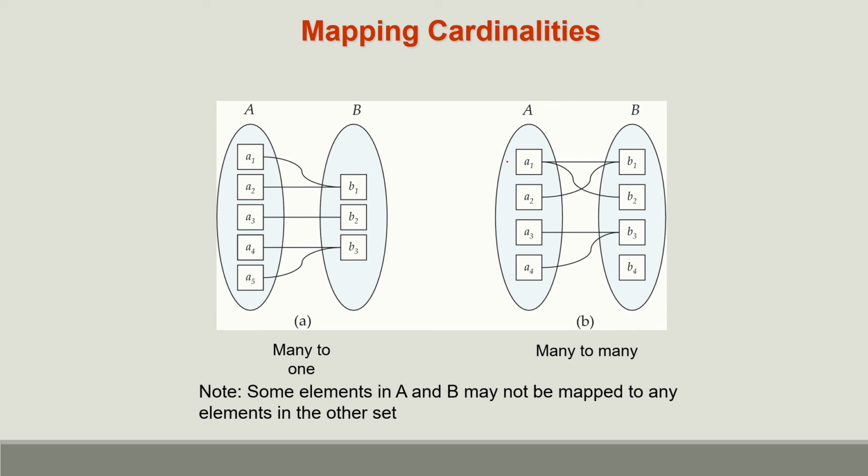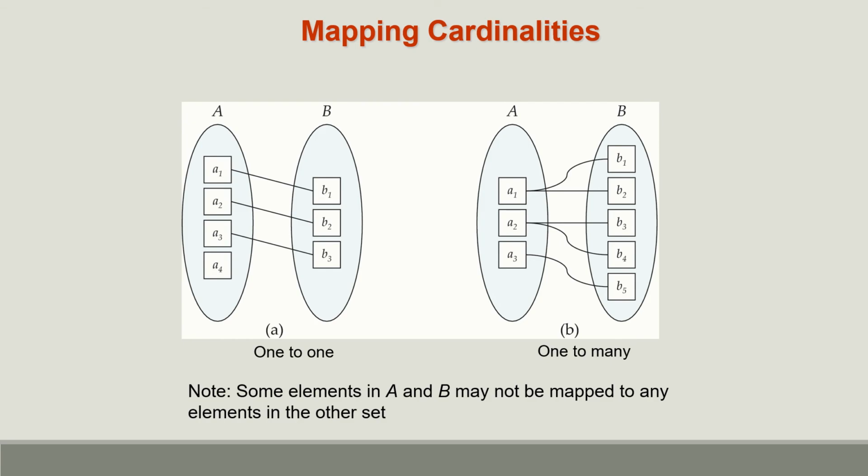In the case of many to many, if you take any one, it is associated with 0 or more occurrences. If you take any one entity in B, it is associated with 0 or more entities in A also. So that is the meaning of the mapping cardinalities.